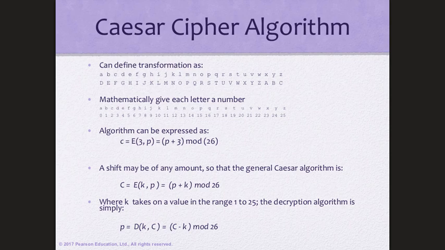Why the mod 26? For example, imagine I go to the letter Z, like the example I said. I take Z, which has a value of 26, because it's the letter number 26. Then I add 3 to it, and I get 29. Which letter is 29? 29 mod 26 brings me back to letter number 3, which is C.